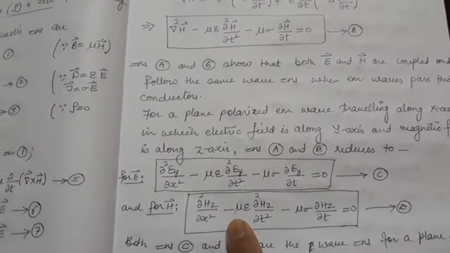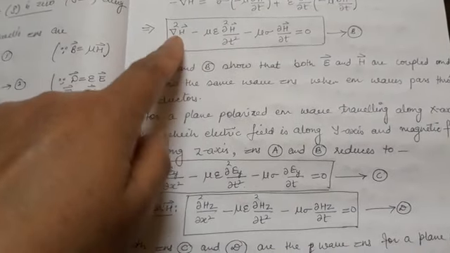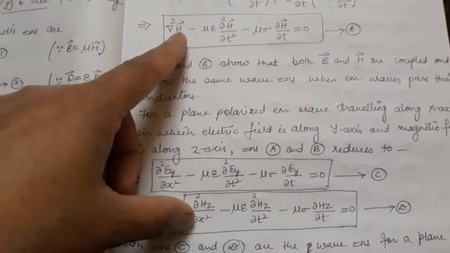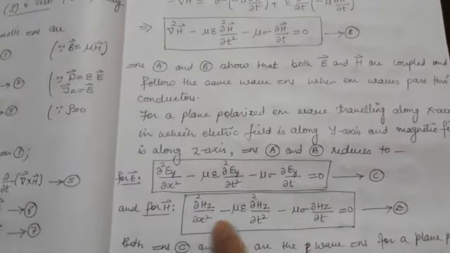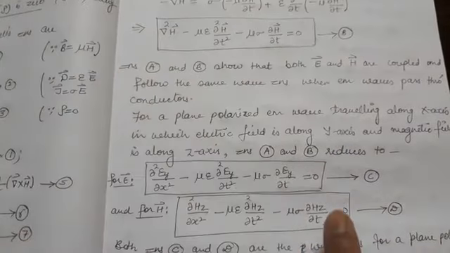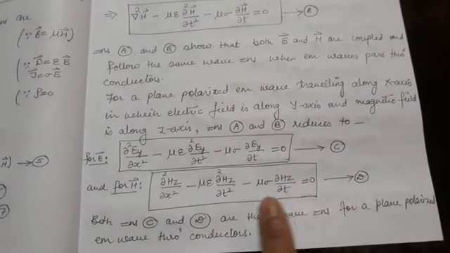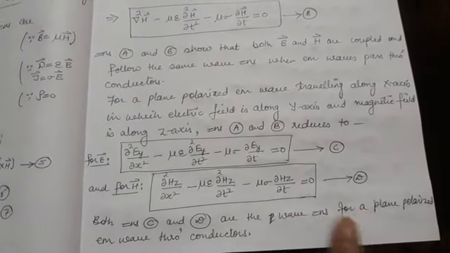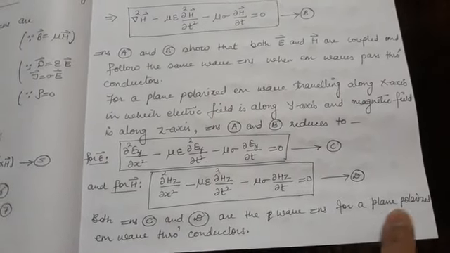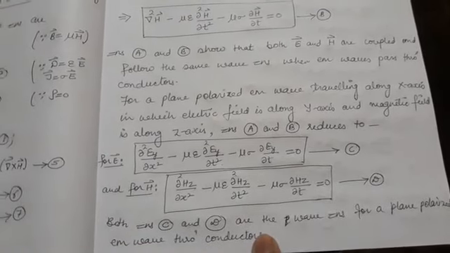A similar equation you can get for the magnetic field as well. So in equation B, just replace del square with curly square upon curly x square, and H vector with Hz. So you will get this type of equation D from equation number B. This equation D is the equation for the magnetic field when the electromagnetic wave passes through the conducting medium. So hence equations C and D are the wave equations for a plane polarized electromagnetic wave through the conductors. This is all about the topic.